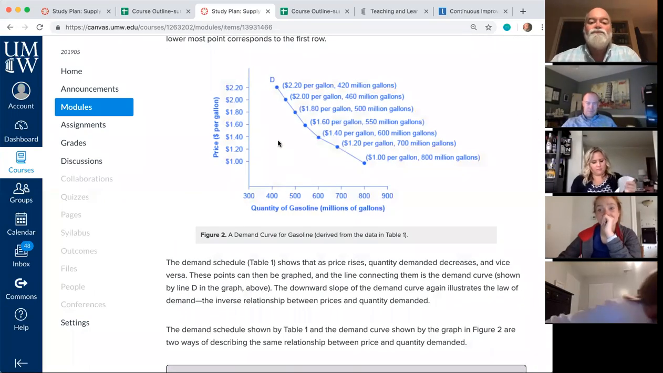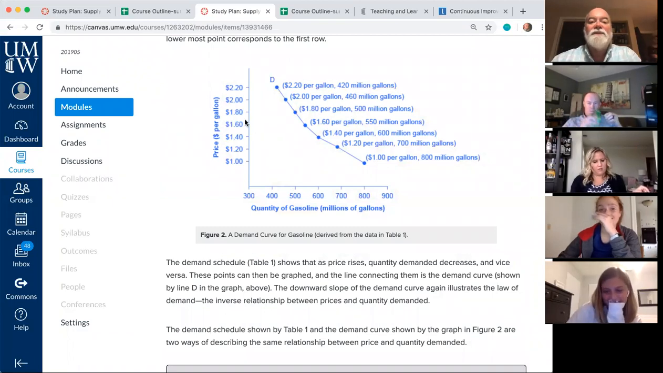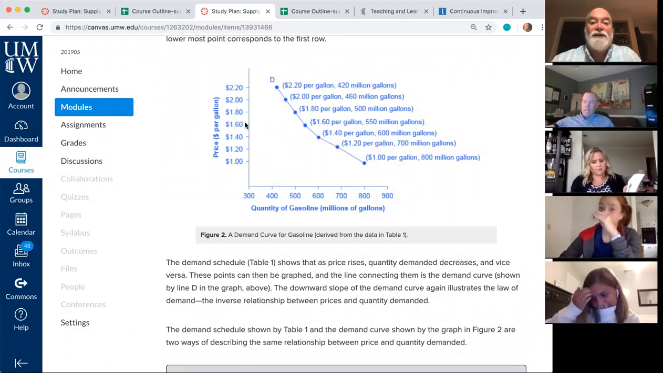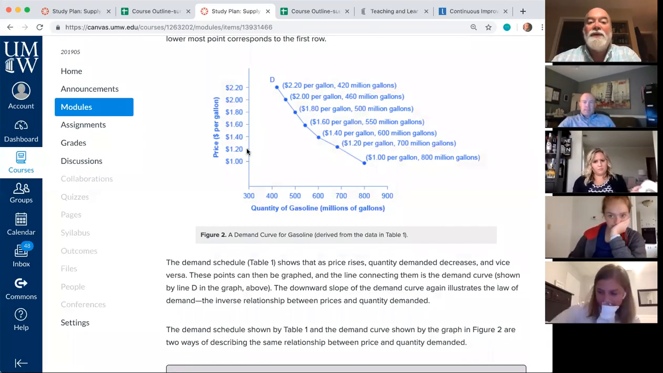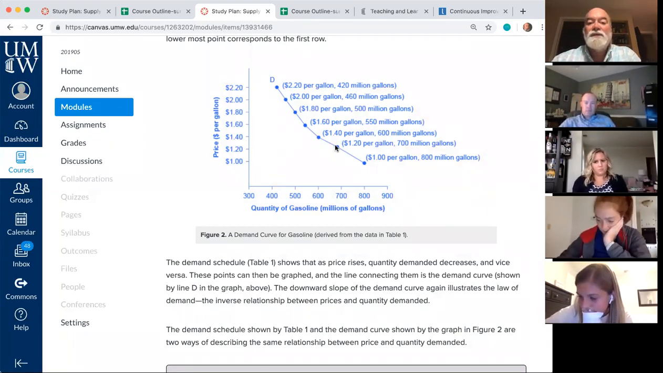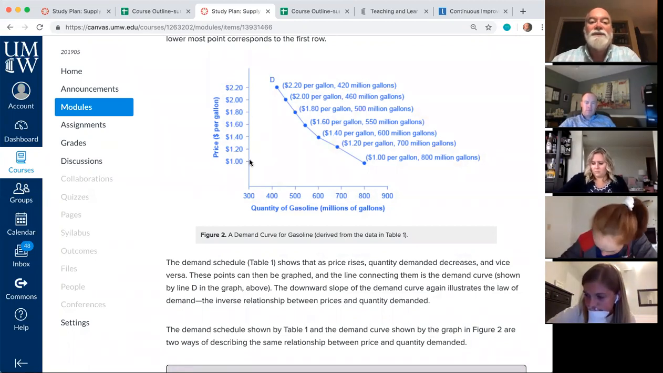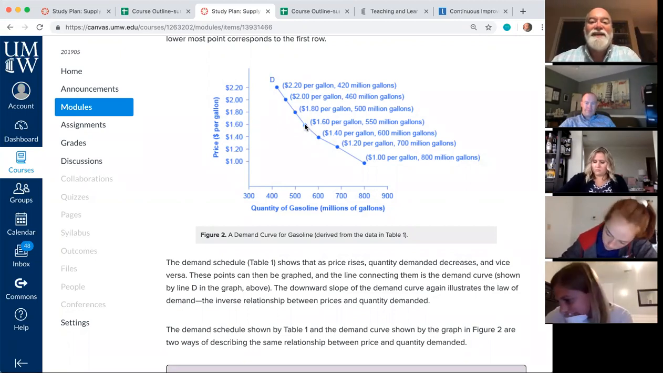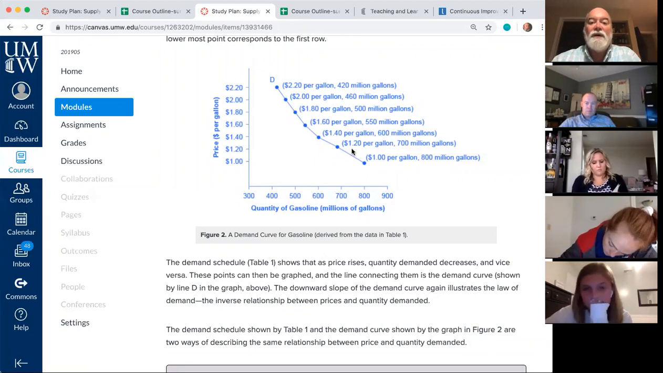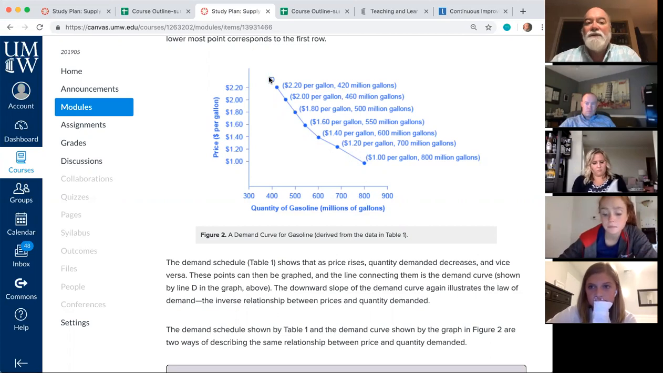Okay, so there are a couple things to notice about the demand curve. One thing, fairly obviously, is at lower prices, people want to buy more stuff, okay? So if we go from, say, $1.60 per gallon down to $1 per gallon, what you see is the quantity goes from 550 all the way up to 800 million gallons, okay? Every demand curve you ever see should be downward sloping from left to right. That reflects what we call the law of demand.